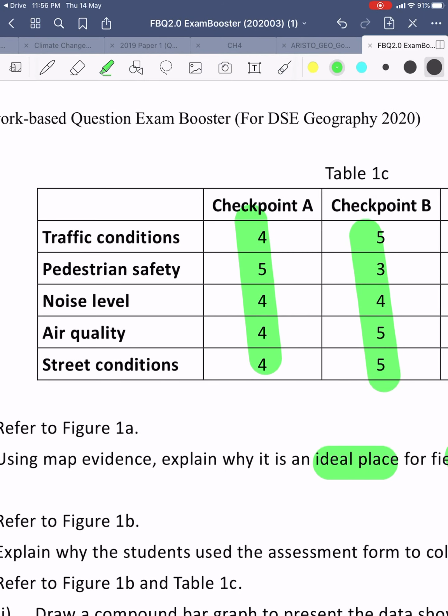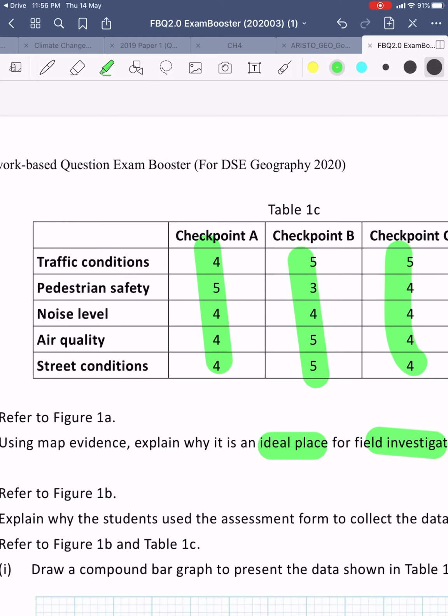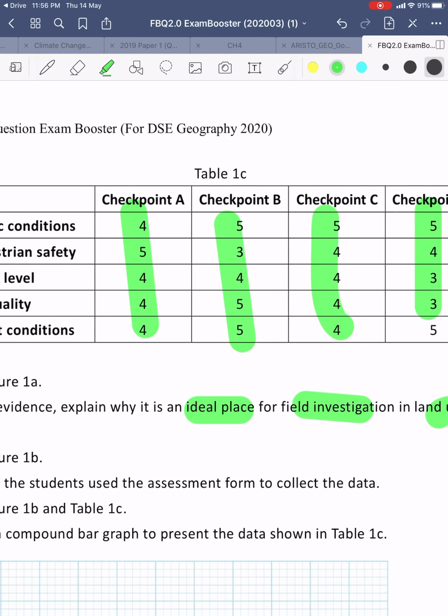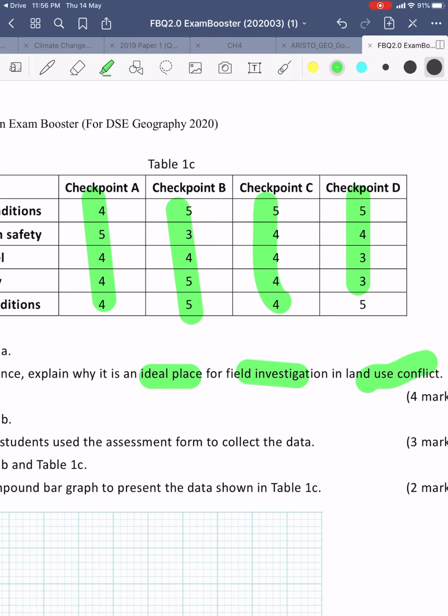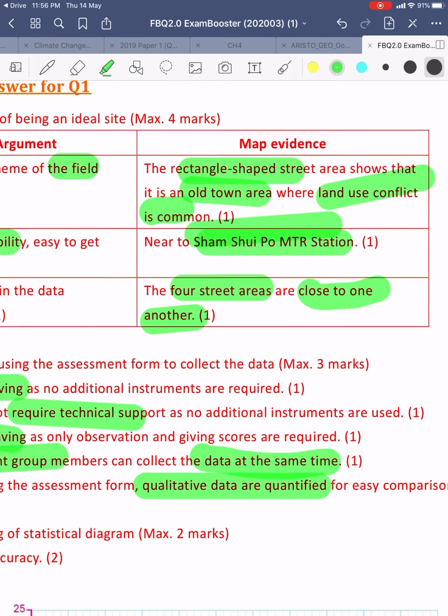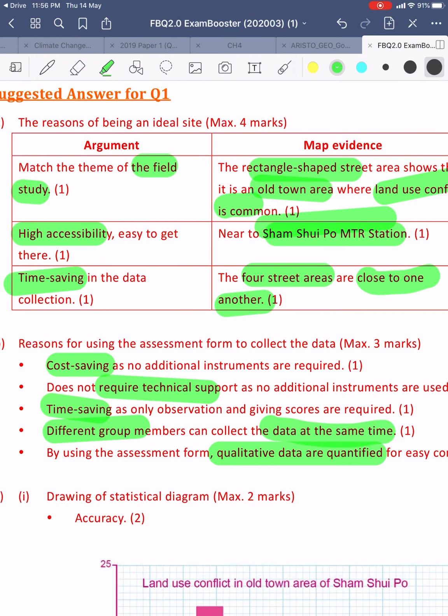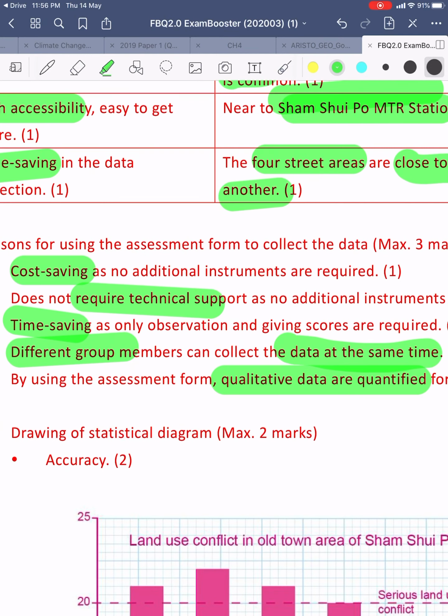Okay, so right here we don't need that. We just need judgment by the eyes, which is more or less like this. This one is a good point: cost saving, does not require technical support, and also time saving. Cost and time mostly count for 2 marks, but you had better treat it as 1 mark and play safe. And most importantly, I think this point is good.